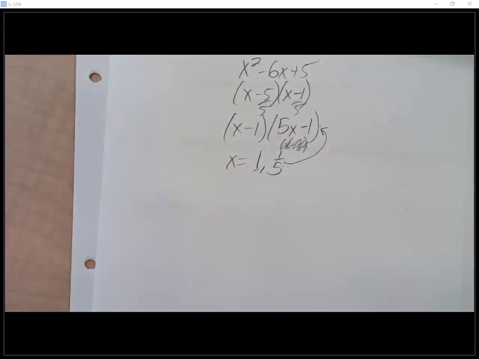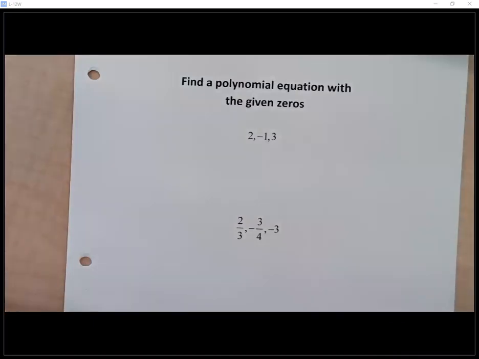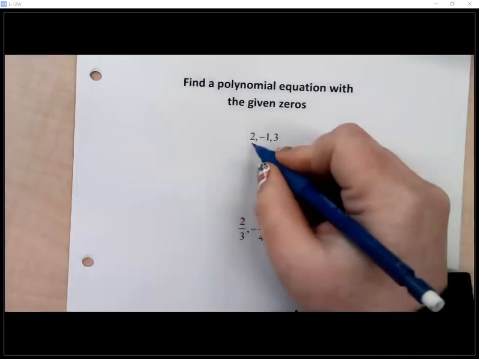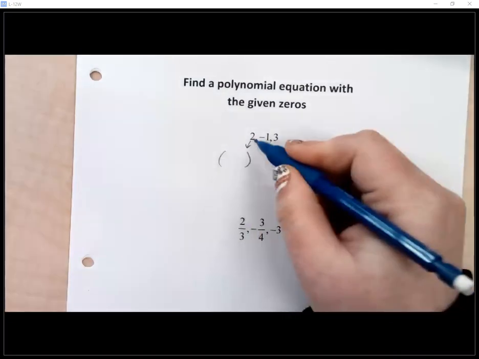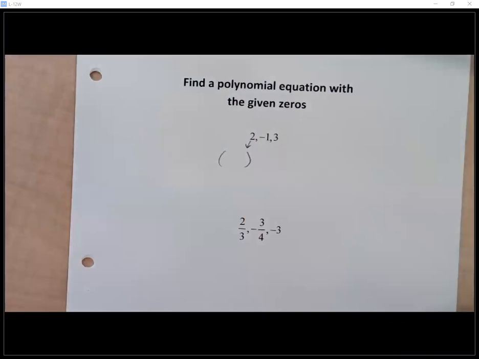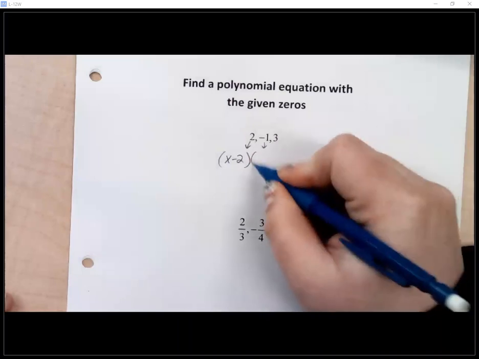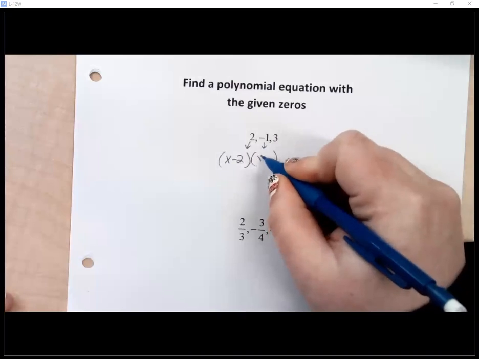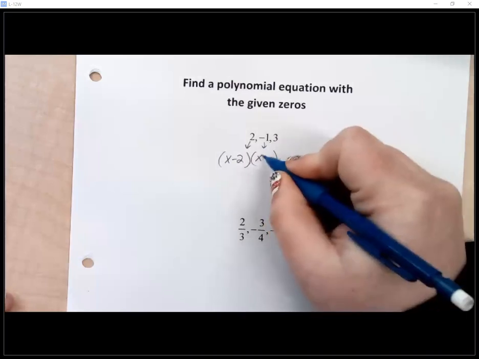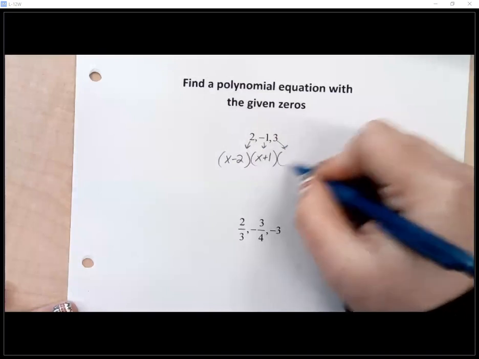Okay? But anyway, in my first one, I don't even have any fractions, so I don't have to worry about that. So the first thing we're going to do is I'm going to say, all right, well, what factor did positive 2 come from? What must this have been to produce 2 as a 0? X minus 2. All right, to get negative 1 as a 0, what must this thing have been? X plus 1. Right? If you set that equal to 0, you'd get negative 1 out as an answer. And what would 3 have come from? X minus 3.